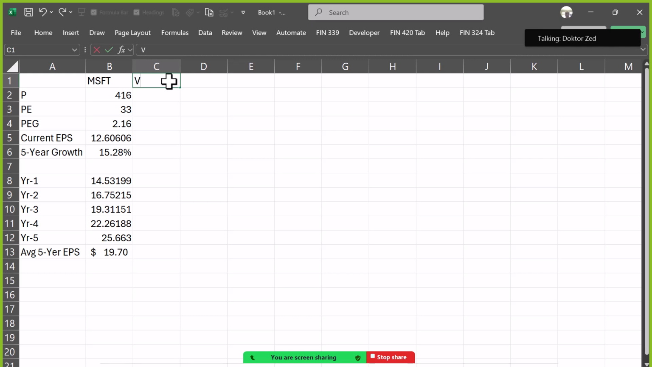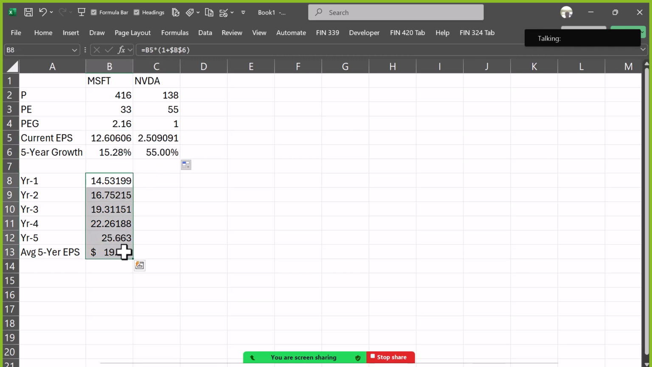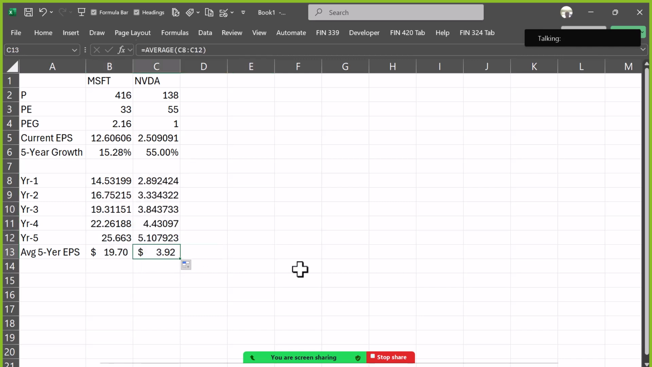Let's do the same numbers for NVIDIA. 38, 55, 1. The rest are formulas. Okay. So they're expected to earn about 392. So 5 years PE, forward PE actually.